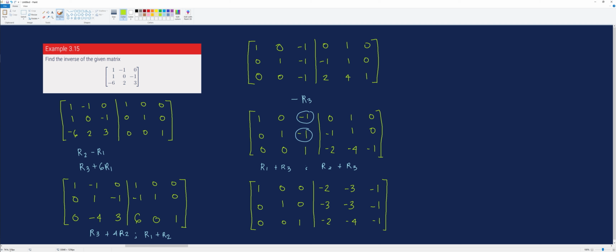Therefore, the inverse of this matrix is equal to negative 2, negative 3, negative 1, negative 3, negative 3, negative 1, negative 2, negative 4, and negative 1. You may check your answer by multiplying this to this and interchanging their positions. If you get an identity matrix for the two operations, then your answer is correct.